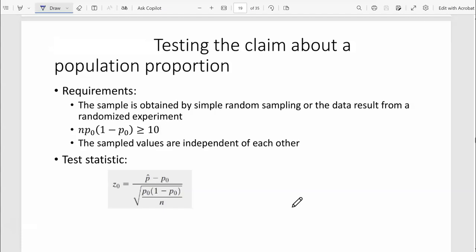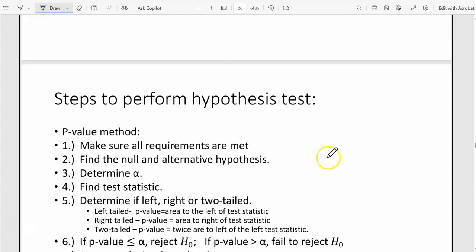Our test statistic, here's our formula. It's going to be p hat minus p naught, the value that we're testing, divided by the square root of p naught times 1 minus p naught, divided by n. So I'll show you how to do one by hand. We'll talk about the two different ways of testing, the critical value method and the p-value method, and then I'll show you how to use technology.